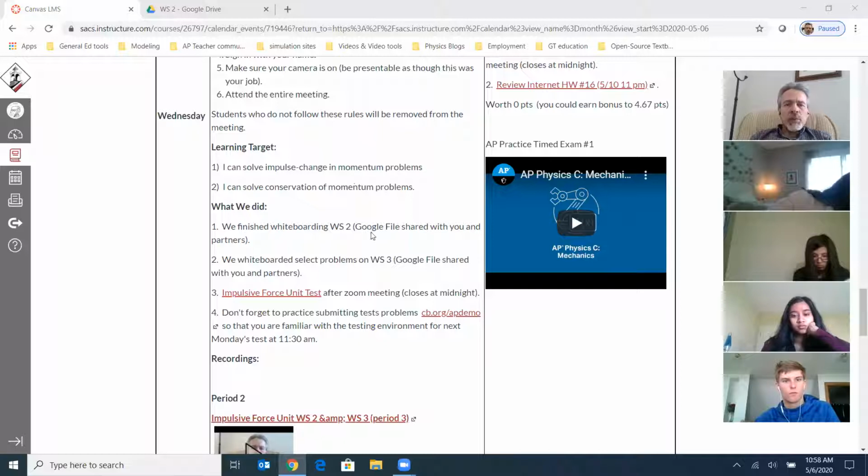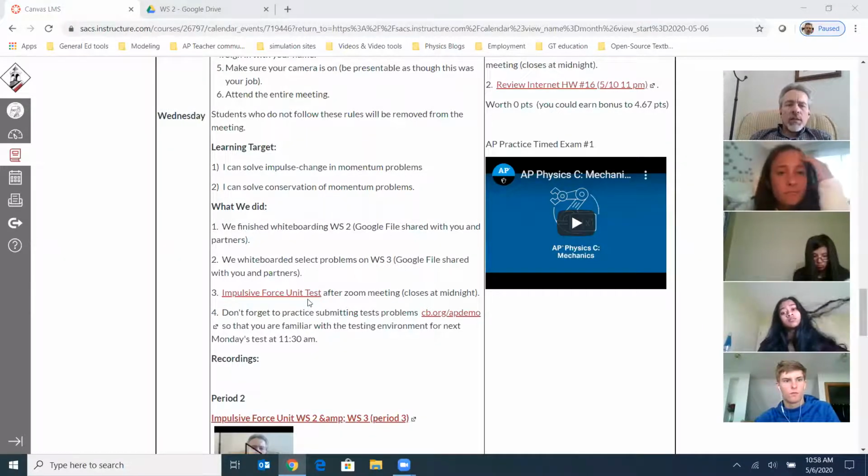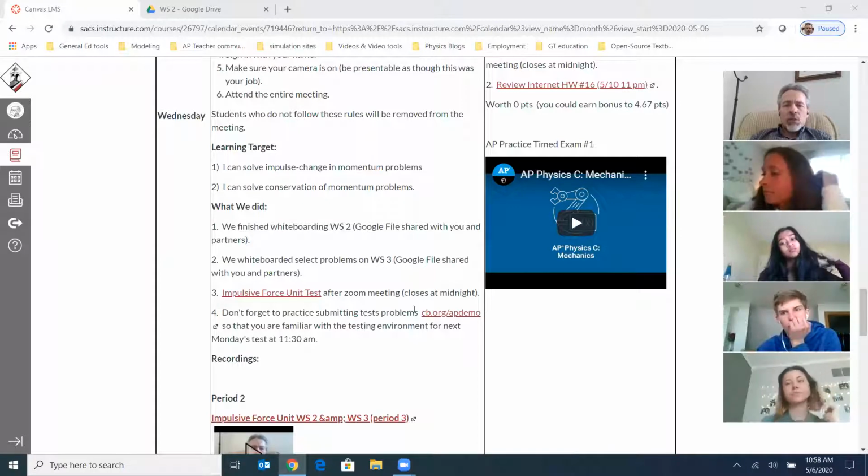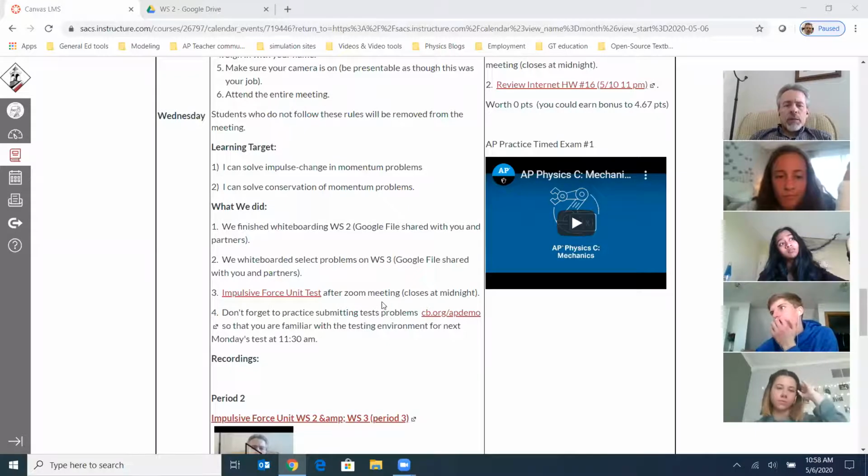After we get done whiteboarding worksheet 2, we'll probably only whiteboard one problem on worksheet 3. Then I'll talk a little bit about the test that's today. I don't even think it's 100, it's not even 50 points. I think it's under 40 points or something like that. But it closes at midnight, so it's more like a quiz, I guess. And you can do that multiple times if you want to try to increase your score. And we'll also talk about the AP test a little bit.